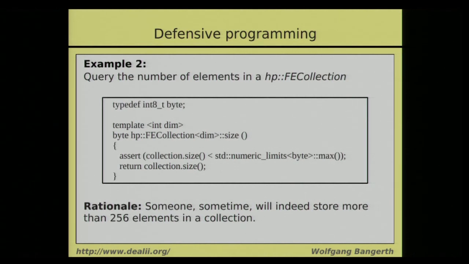One way would be to return an integer, but if we insist on returning a byte, for example, we should at least make sure that the value being returned is reasonable. So we should add an assertion here that checks whether the size that this collection returns is less than the maximum value that can be stored in a byte. That is something we can get from the class numeric limits that the C++ standard provides for us. If in almost all cases the number is indeed less than 256, everything is going to be fine. If it is more, then at least the assertion triggers.